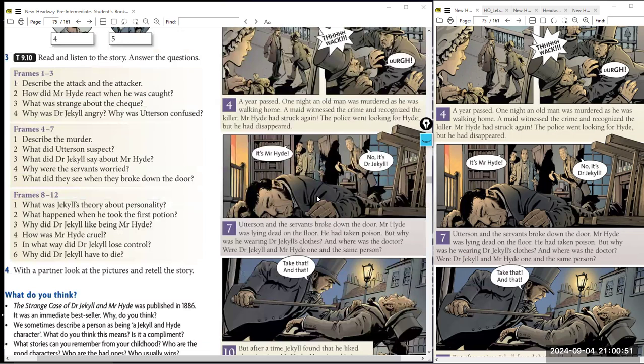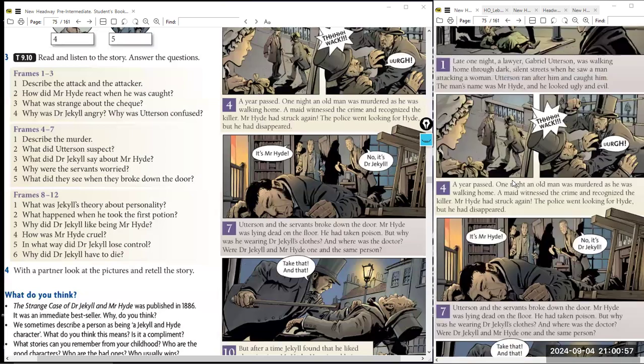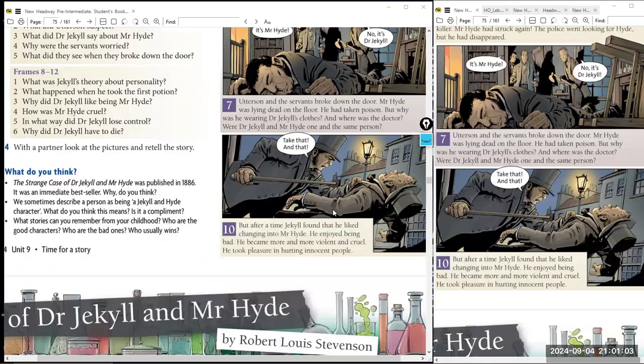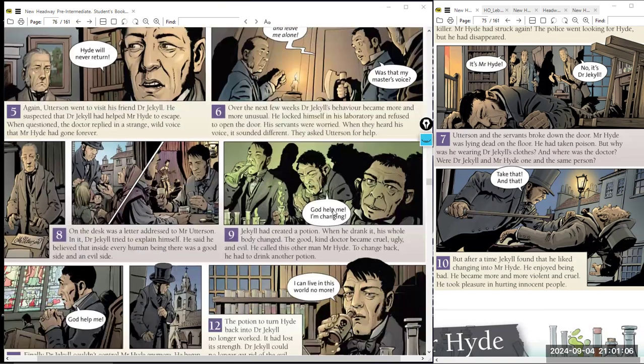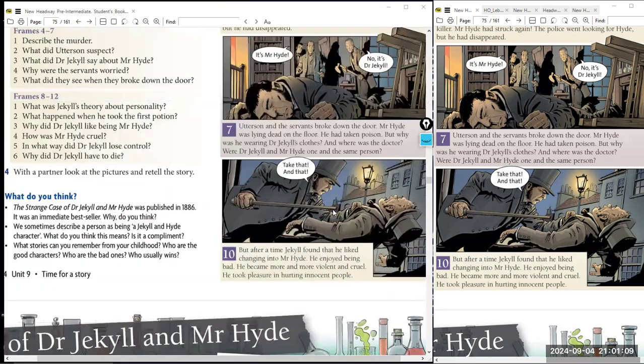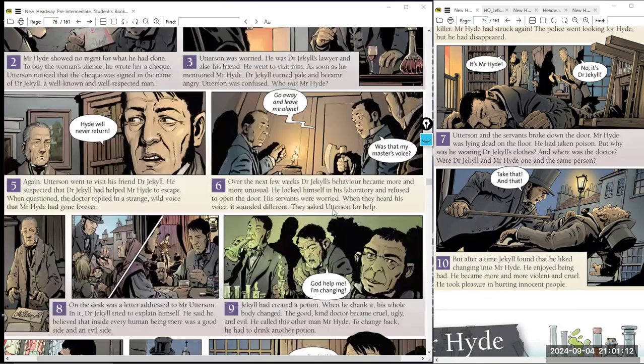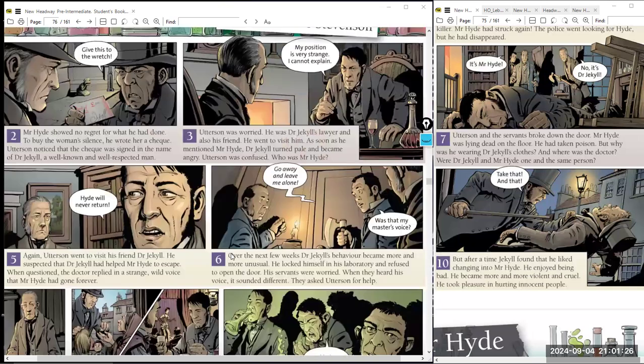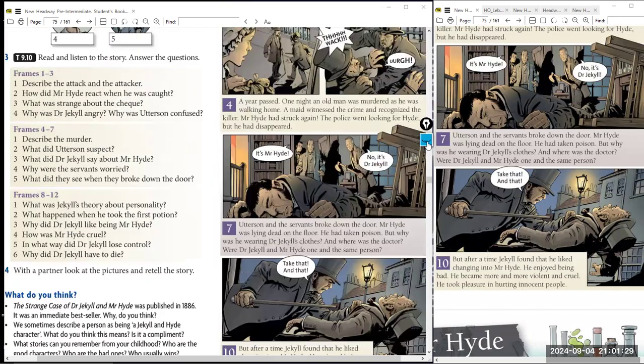Okay. Now we have to read the frames from 8 to 12. This is frame 10, and this is frame 8, 9, 10, to 12. So these are the frames that we have to read just to be able to answer the following questions. This is frame 8, 9, this is 10, 11, 12. Now, the first question in these frames is, what was Jekyll's theory about personality?